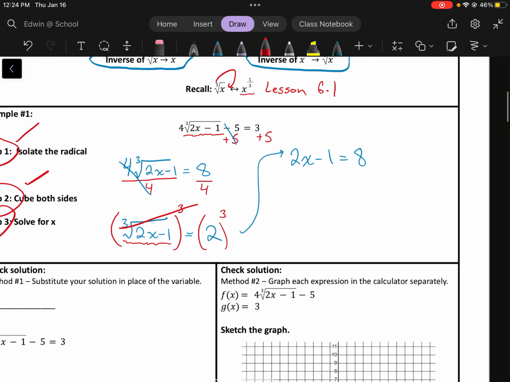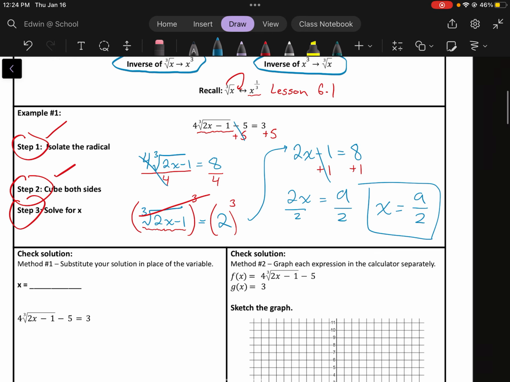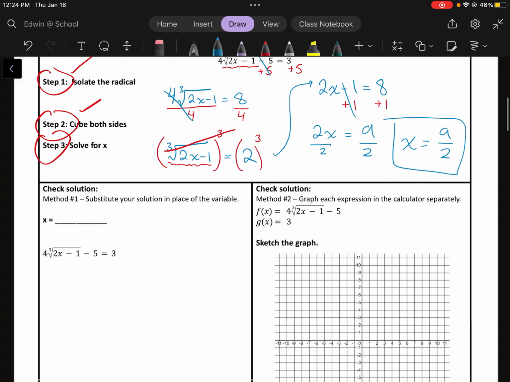The last step is just to solve for x like a normal equation. So all we got to do is add the 1 to this side. We end up with 2x, cancels out, is equal to 9. And finally divide by 2. So our answer should be x equals 9 divided by 2. So that looks pretty good. I'm very pleased with that answer.